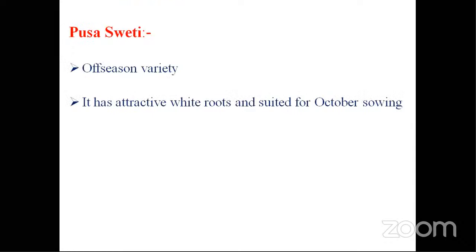Nextly, Pusa Shweti. This is the off-season variety and it has attractive white roots and is generally grown in the months of October. So it is Pusa Shweti, the off-season variety. This is the point that you have to remember.